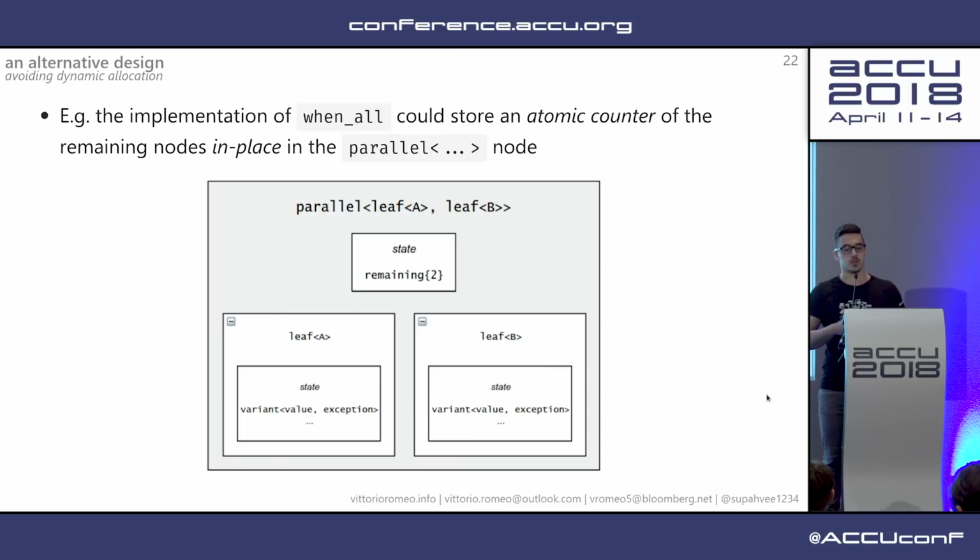As an example, we've seen before that we have the when all primitive that just returns a parallel node, in this case of leaf A and leaf B. So what we could do is store our shared state over here in the parallel node that just has some atomic counter that keeps track of how many futures still need to be executed, in this case 2. And then we can store the leaf A and leaf B still inside the same parallel node. Leaf A will have its own result, leaf B will have its own result. They will know about the counter, which will be decremented every time one of them is finished, and when it reaches 0, we can proceed with the continuation and obtain the values out of the leaves.